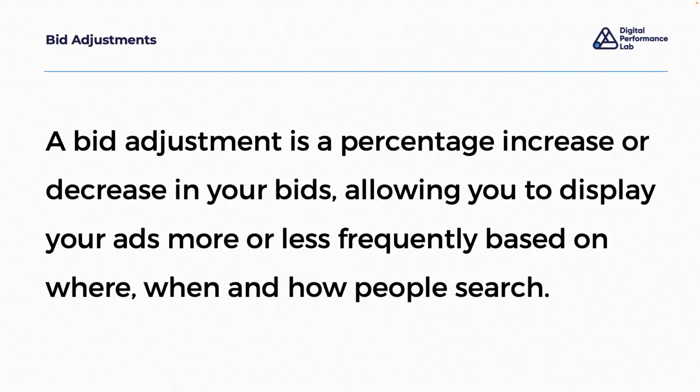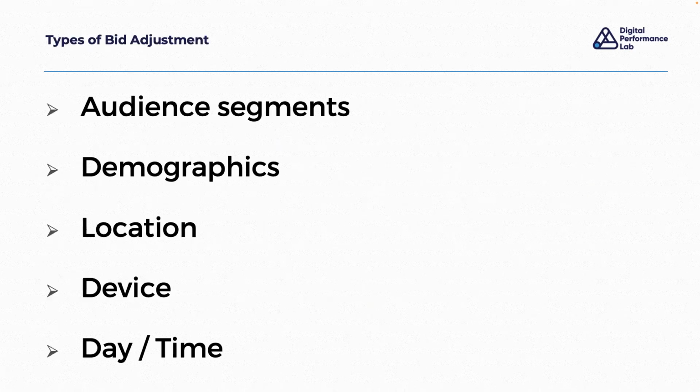Bid adjustments allow you to increase or decrease your bids by a specific percentage when certain conditions are met. This may be when the user searches on a specific device, or when someone is based in a specific location you know from your campaign data or previous experience is more or less likely to convert. There are a variety of bid adjustments you can add to a campaign.